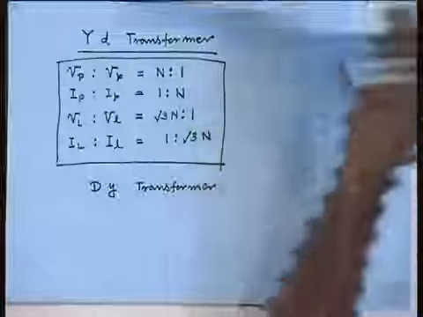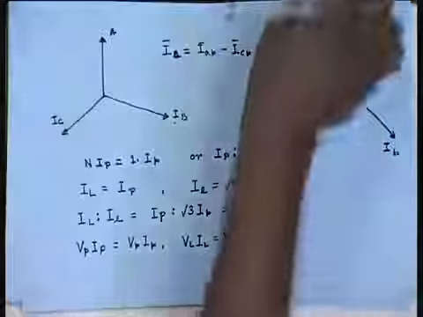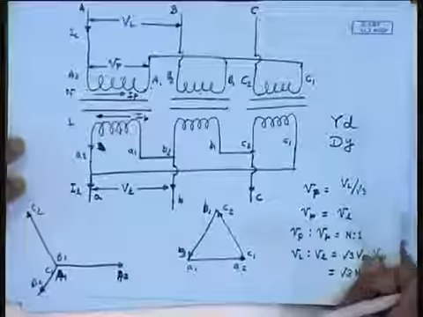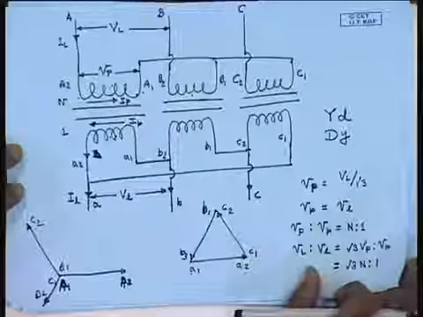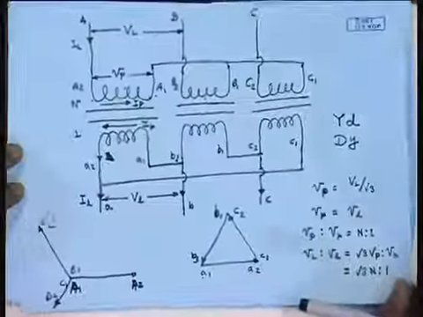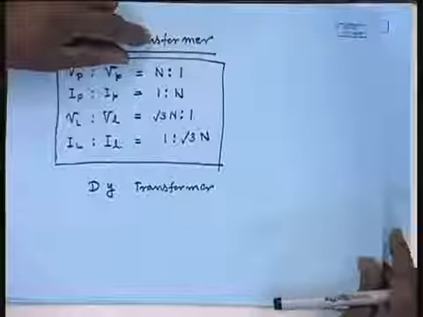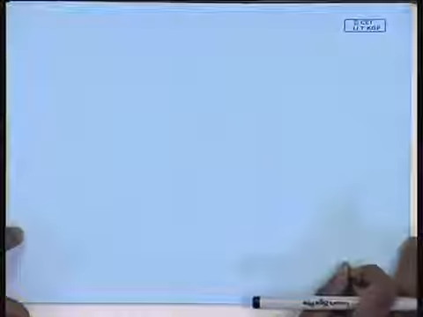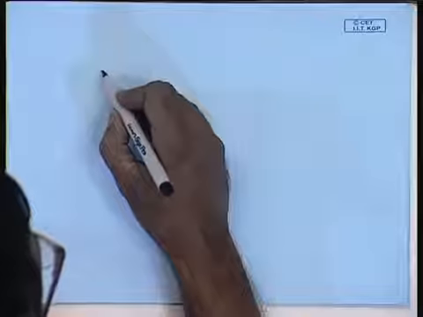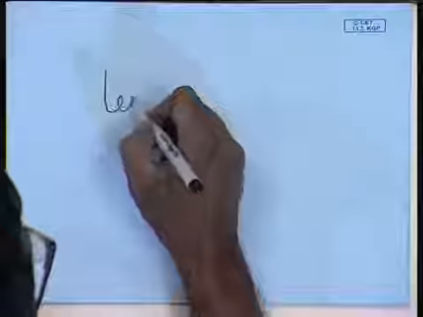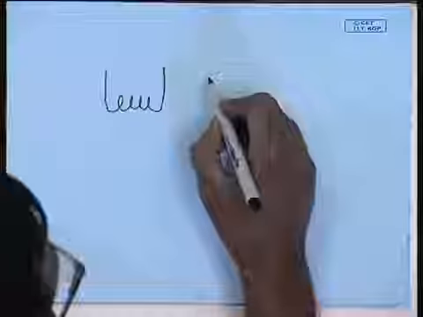Although star star, delta delta, star delta or delta star are common connections for 3-phase transformers, there is another interesting connection for 3-phase transformer. This is called the zigzag connection. For zigzag connection, one of the sides, this is, let us say, the high voltage side of the transformer.